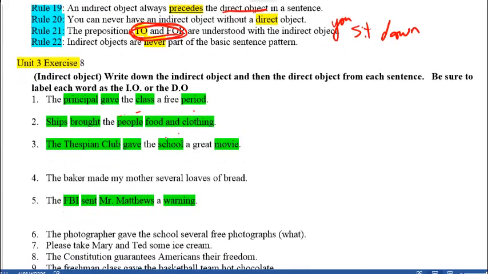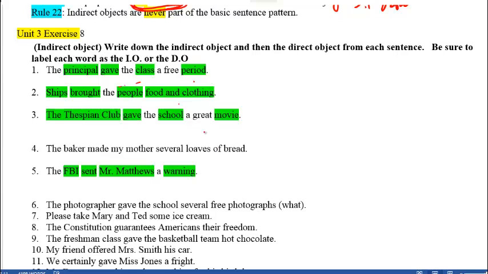Number 3, the Thespian Club gave the school a great movie. So the Thespian Club is our subject, or just club, should be just club. No, sorry, it is Thespian Club, because it's all one thing. Gave is the predicate. School is a what. And the movie is a what. Remember, the indirect object will precede the direct object.